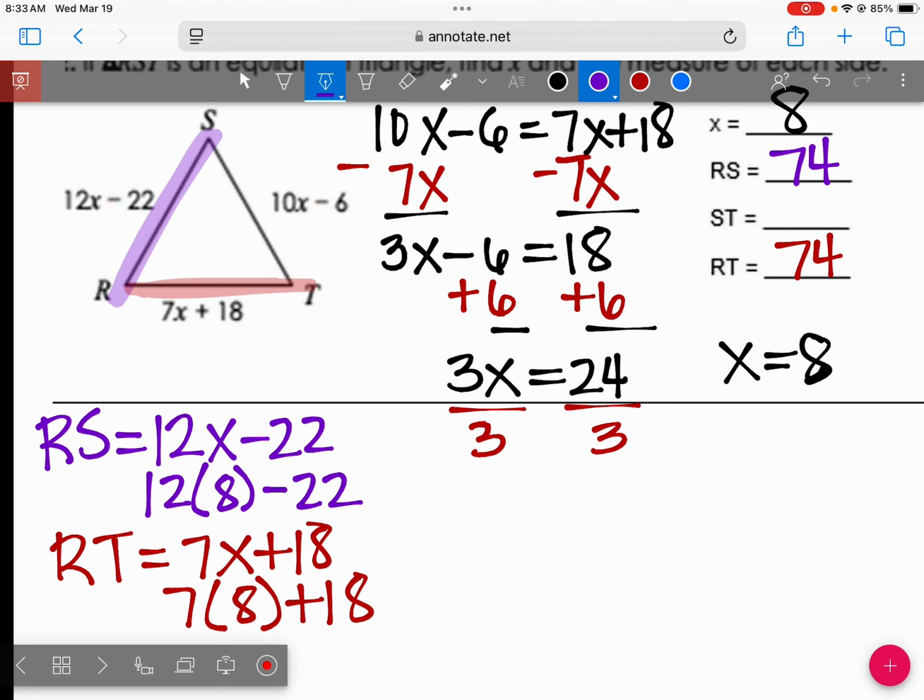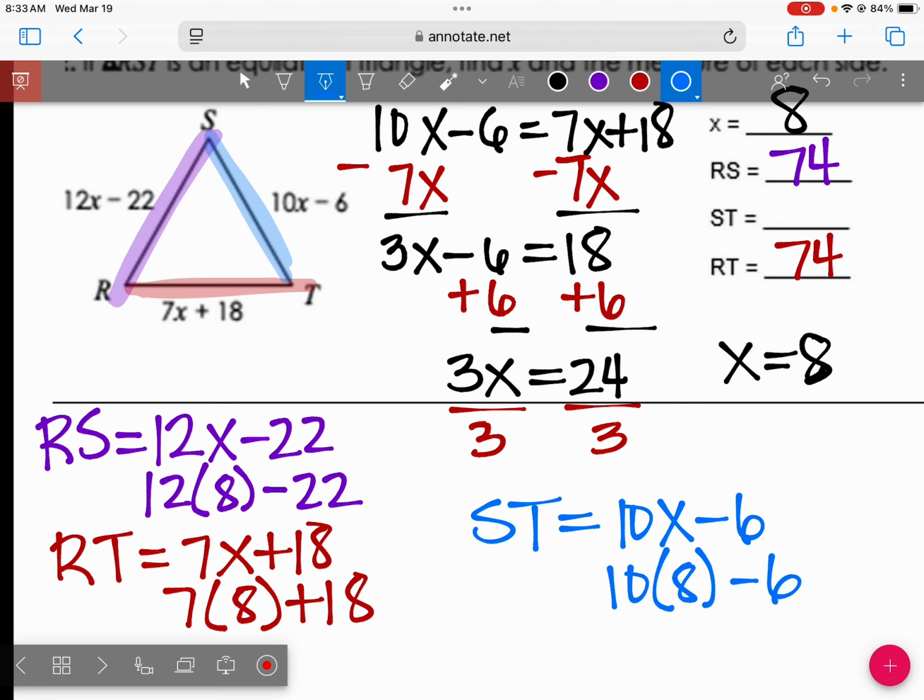So now we're going to do ST. So that would be here. ST is 10x minus 6. So we're going to do 10 times 8 minus 6. And you should get 74.